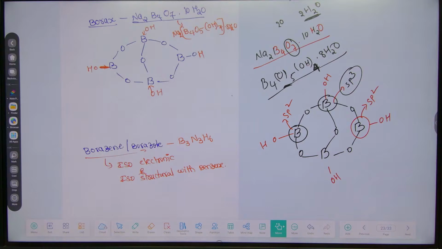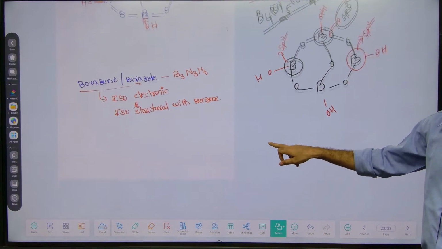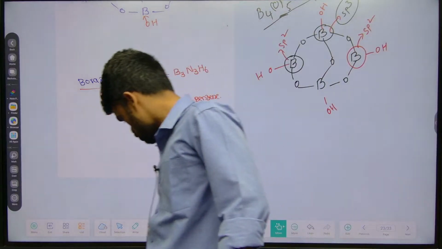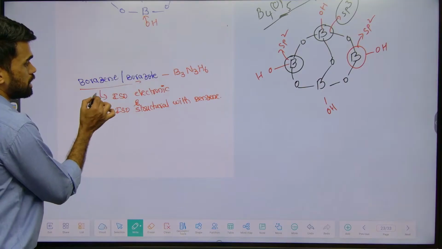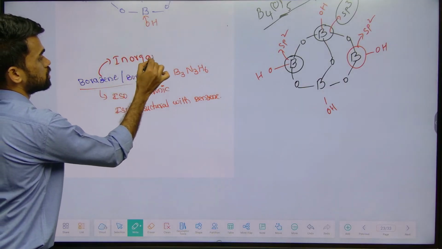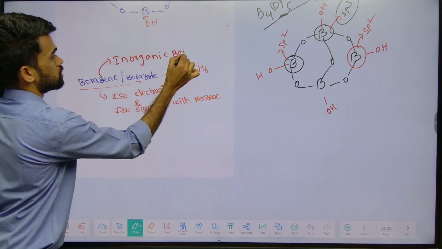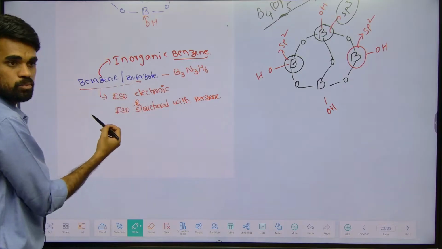Done? Okay. The next structure is borazine. What is it? Borazine. Also called as borazole. What is it? Borazole. Borazine or borazole. So instead we can also say it as inorganic benzene. What is it? Benzene. Means you know the benzene structure. Similar to that borazine will look.